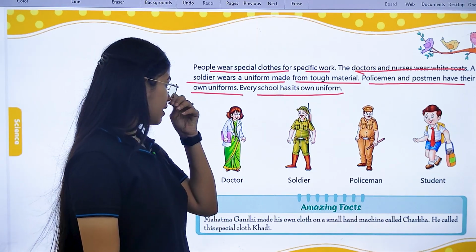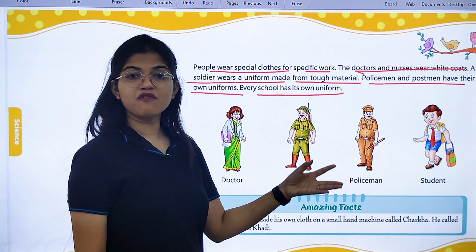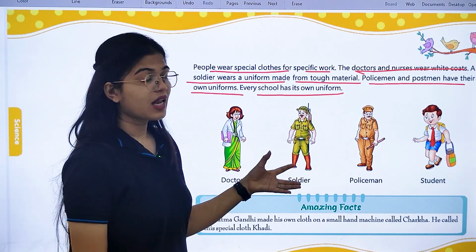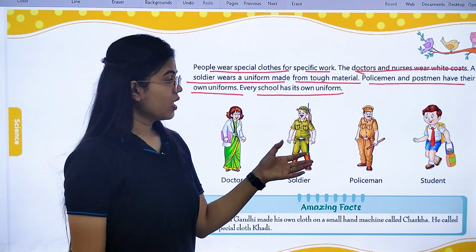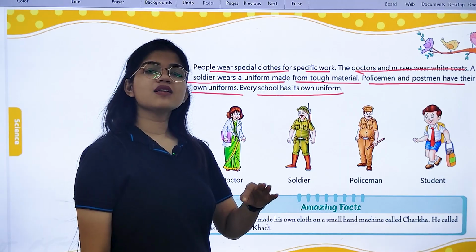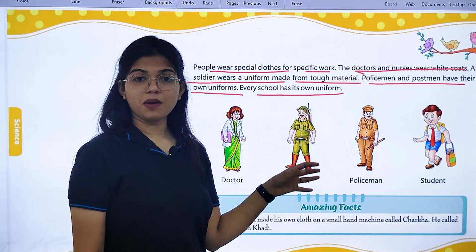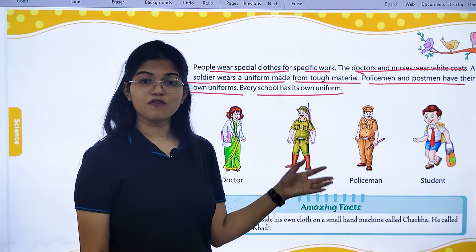Okay, then he is a soldier who wears a uniform which is made from very tough material, right? And this uniform specifies his occupation. Then we have policemen, postmen. Like this, every particular occupation or every particular work has its own uniform.